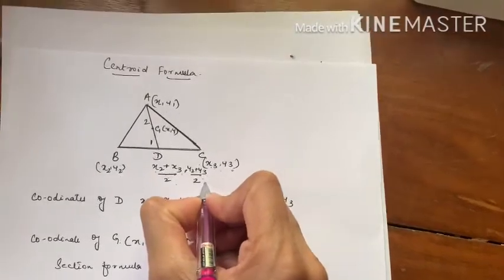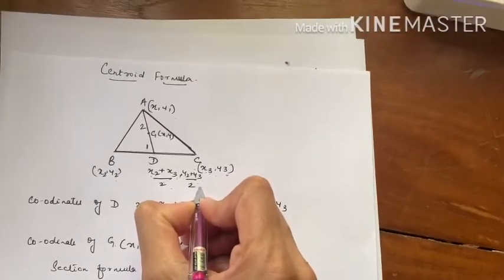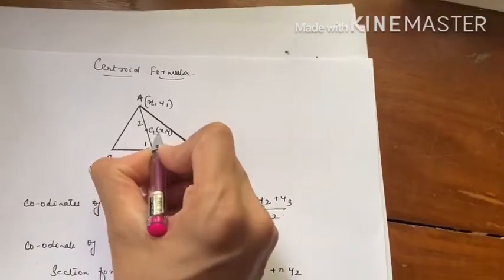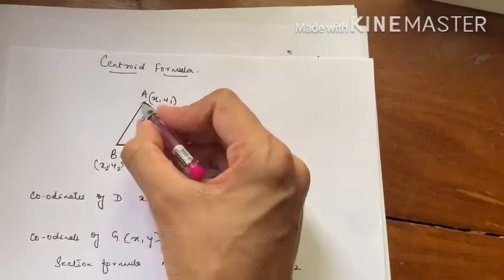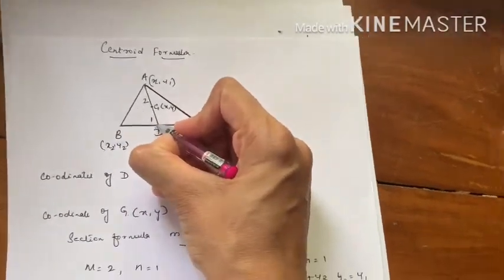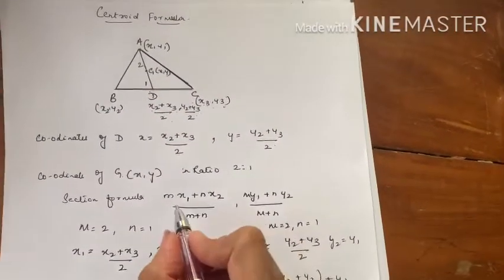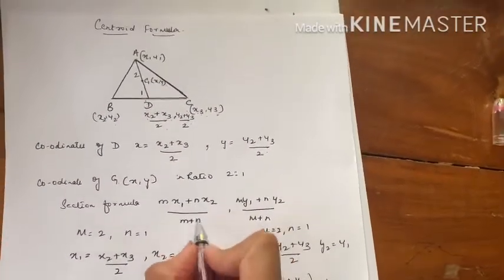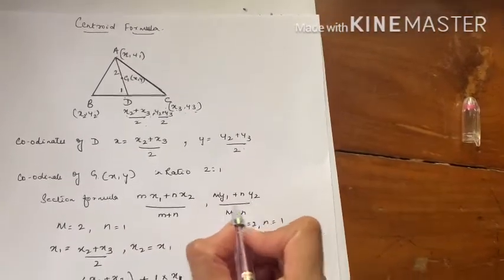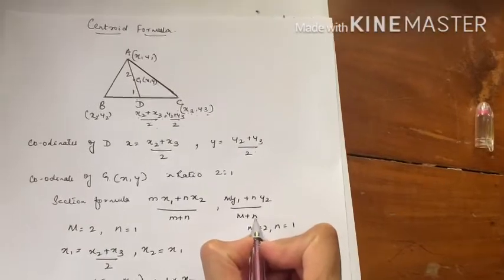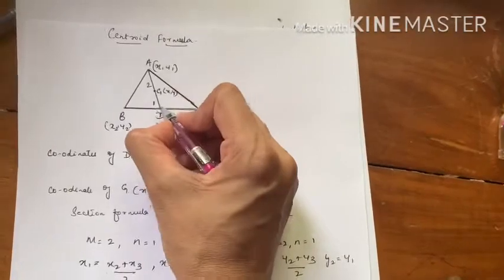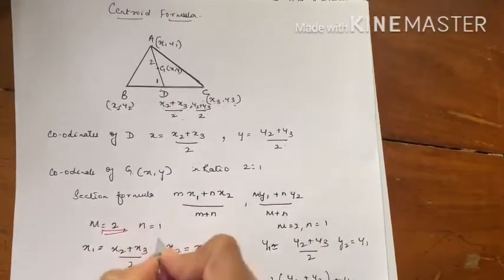Now we have to find the centroid, that is G, the point G at (x, y). This divides the median in the ratio 2:1. From the section formula, we know that x equals (m x1 plus n x2) divided by (m plus n), and for y, (m y1 plus n y2) divided by (m plus n). Here, m is 2 and n is 1.